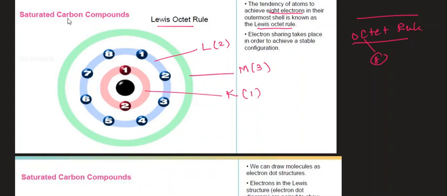And if such electrons, that is 8 electrons, are surrounded, then we can say it has achieved stability. So every element, every molecule tries to achieve this stability. So electron sharing takes place in order to achieve a stable electronic configuration.